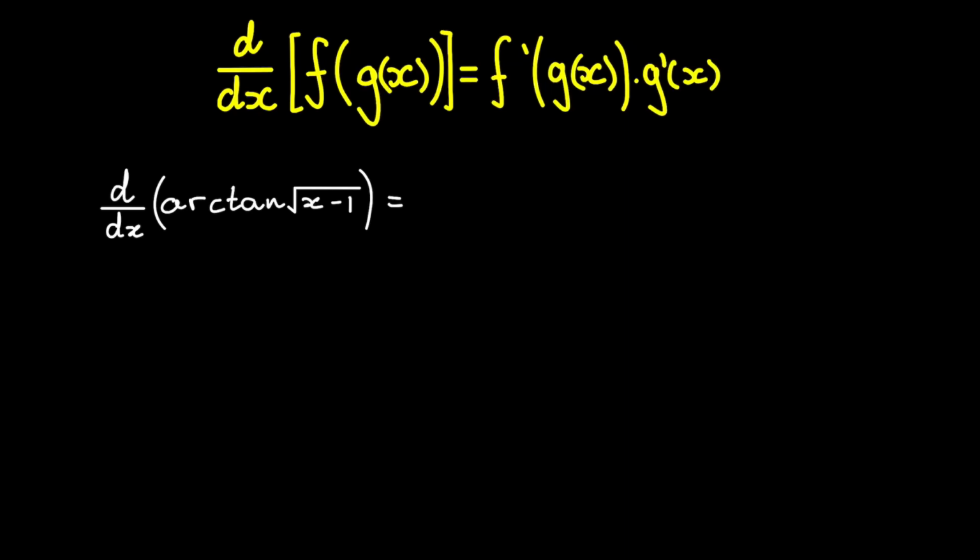The derivative of arctan of the square root of x minus 1 requires the chain rule. So what is the chain rule? The chain rule is differentiating a composite function, so a function within a function. So for example, f of g of x.